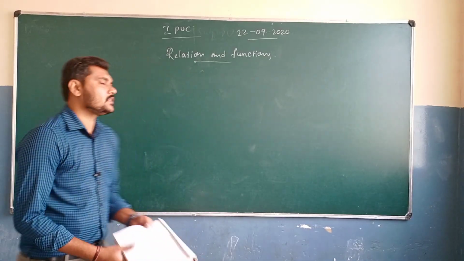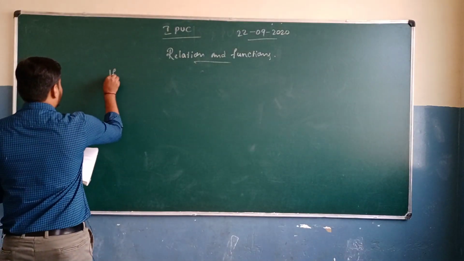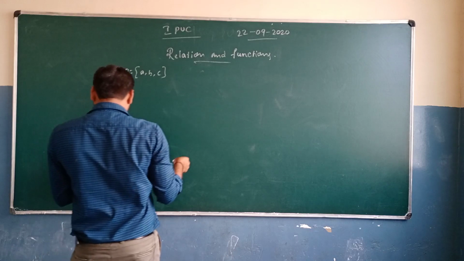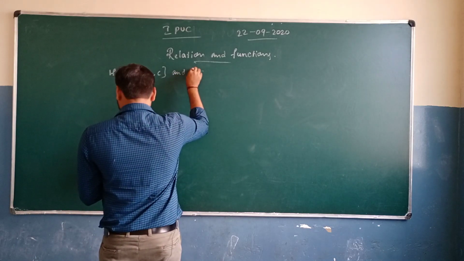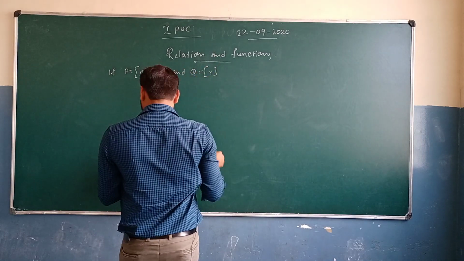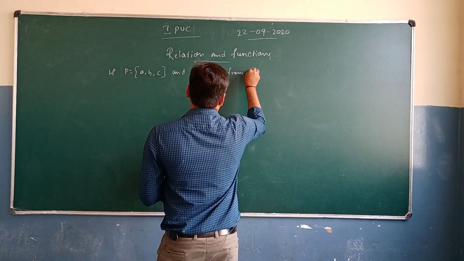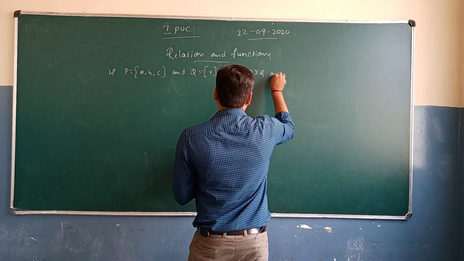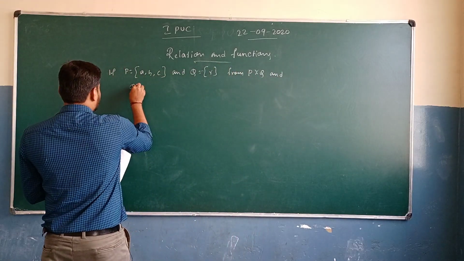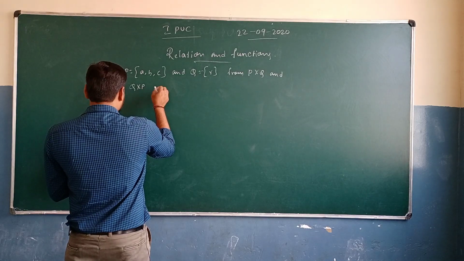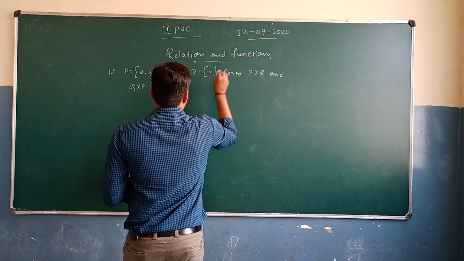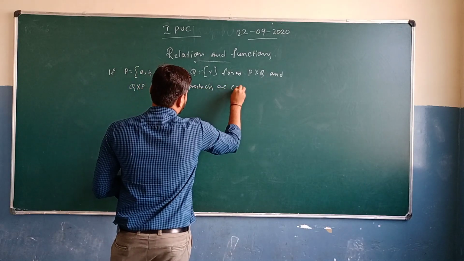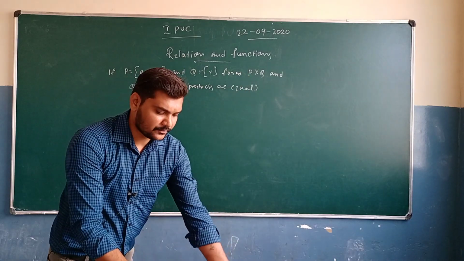Okay. So here the first question is: if P is equal to {a, b, c} and Q is equal to {R}, then from P cross Q and Q cross P, are these products equal? So this is going to be the first problem in this video.